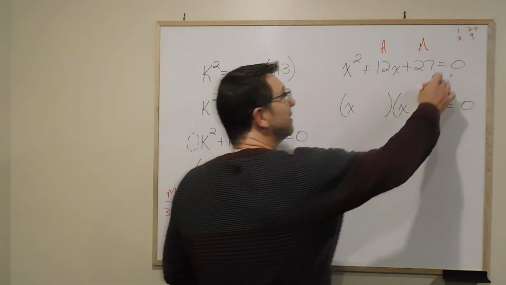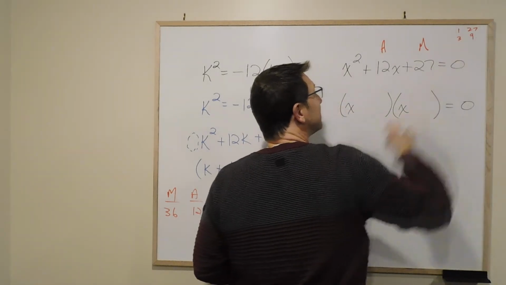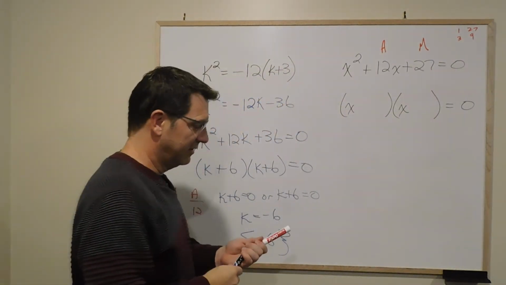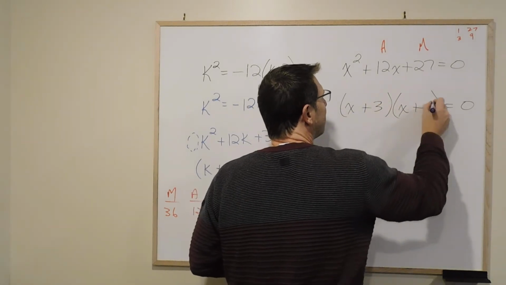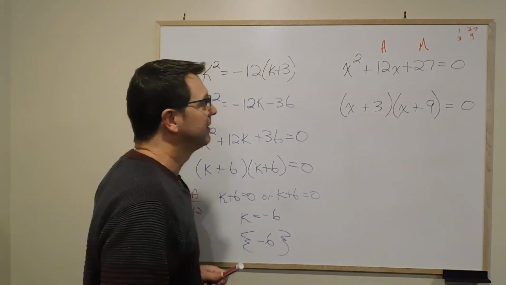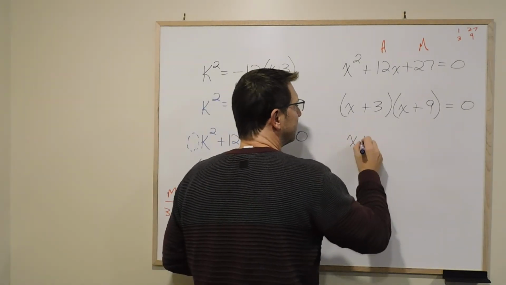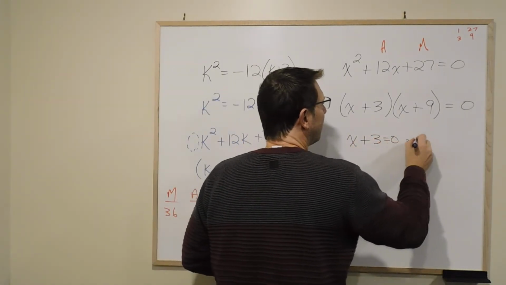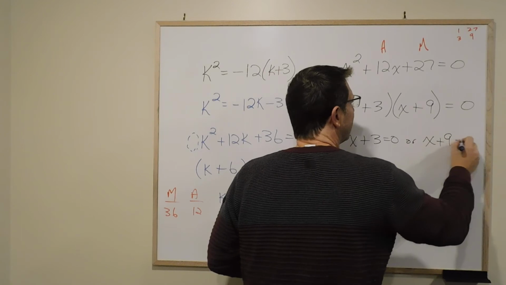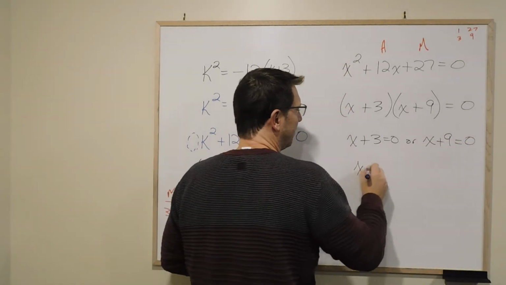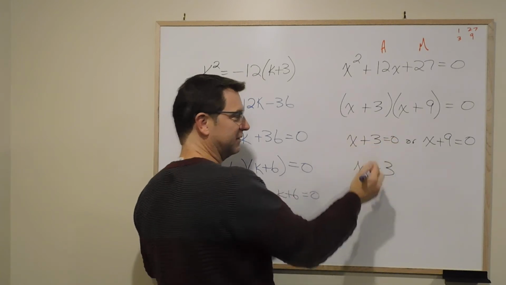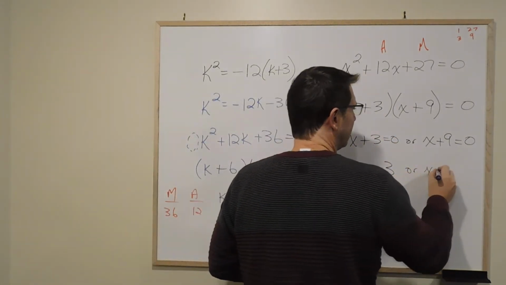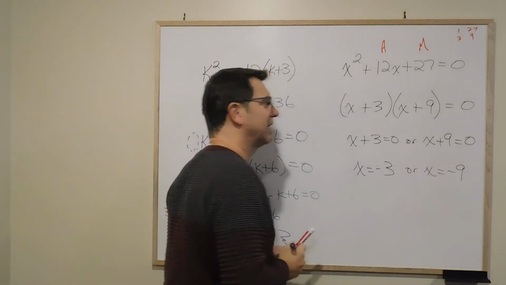But here it does. 3 times 9 is 27. 3 plus 9 is 12. So looks like we have a plus 3 and a plus 9. Okay. So x plus 3 equals 0, or x plus 9 equals 0. That means x equals negative 3, because negative 3 plus 3 is 0. Or x equals negative 9, because negative 9 plus 9.